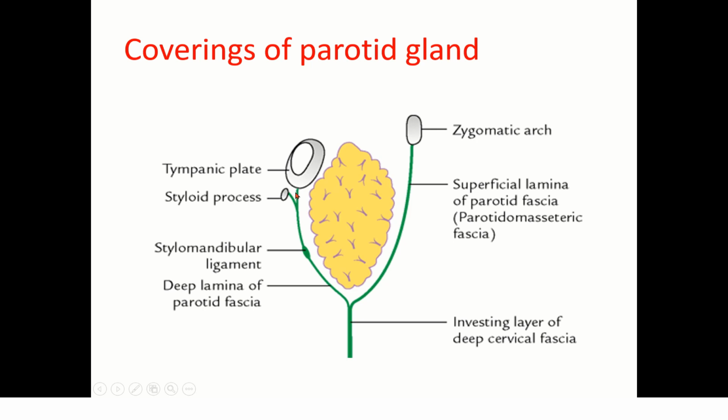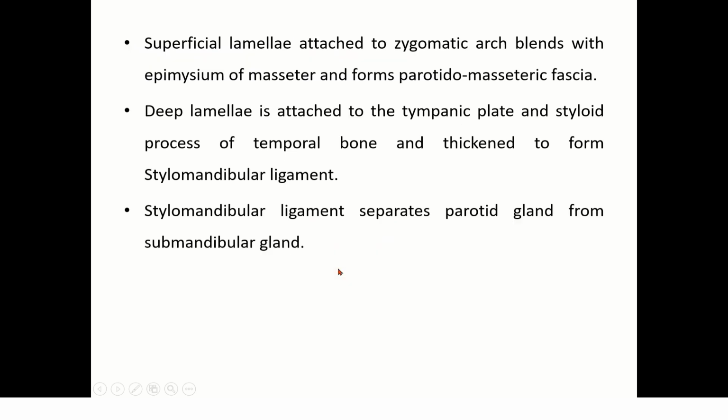The deep layer is attached to the tympanic plate and styloid process. It is thickened to form the stylomandibular ligament. This ligament separates the parotid gland from the submandibular gland. Sometimes this is also pierced by the facial artery.